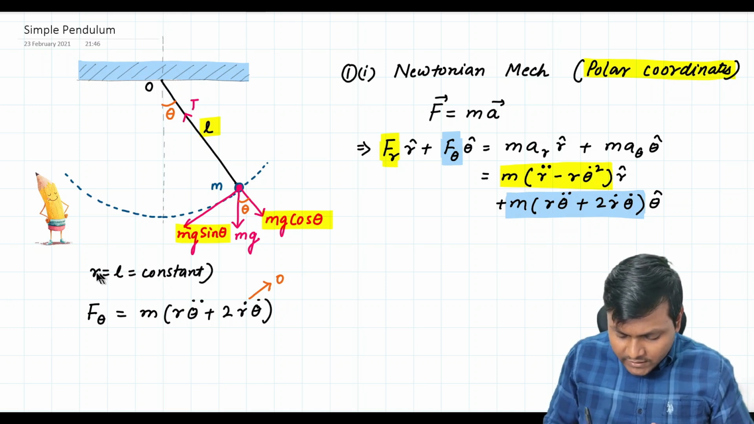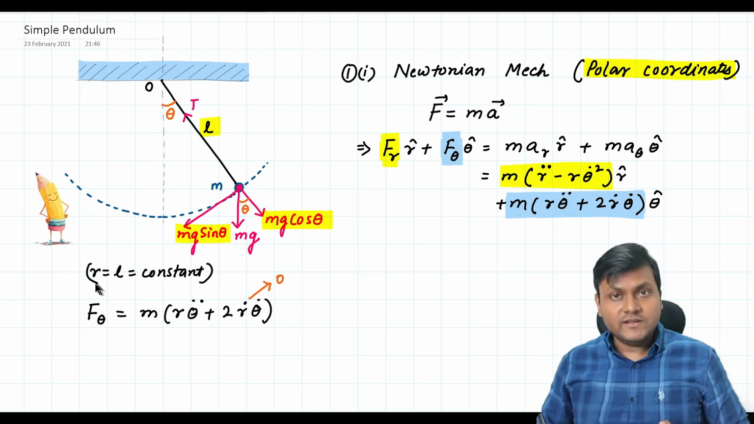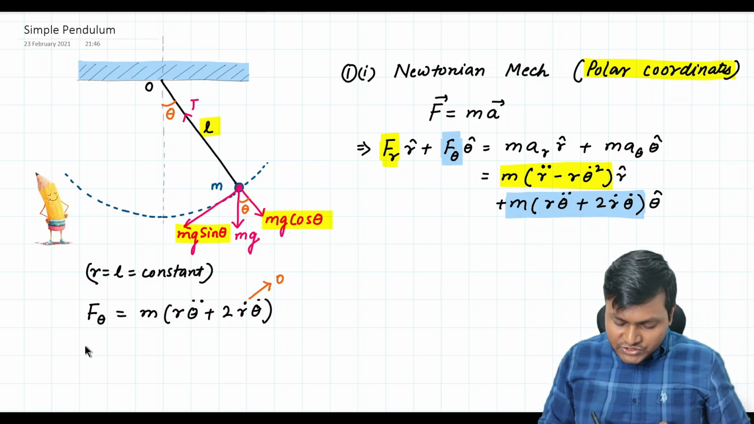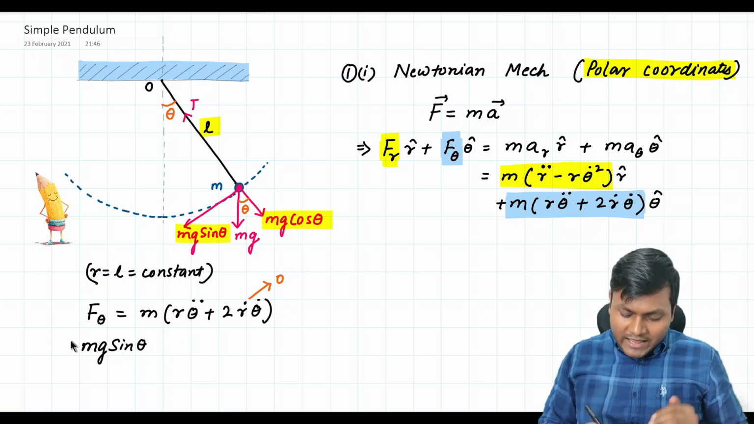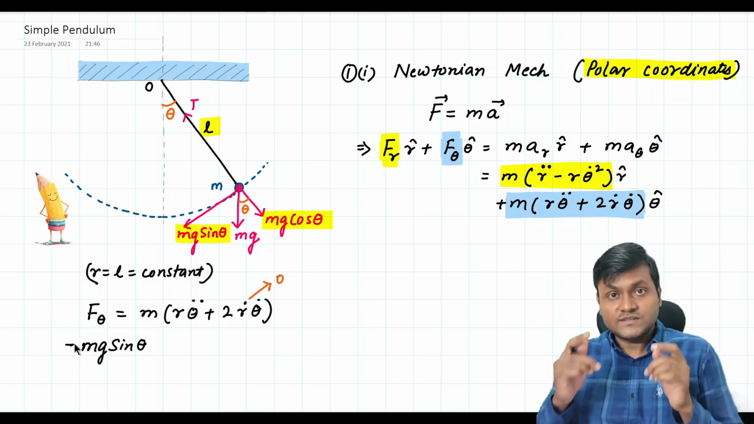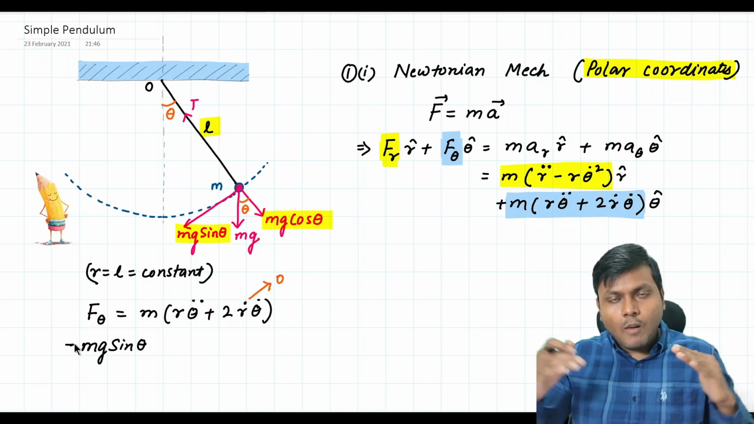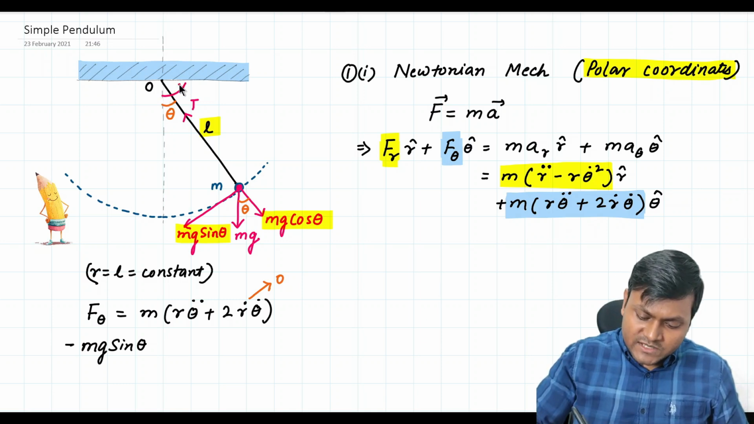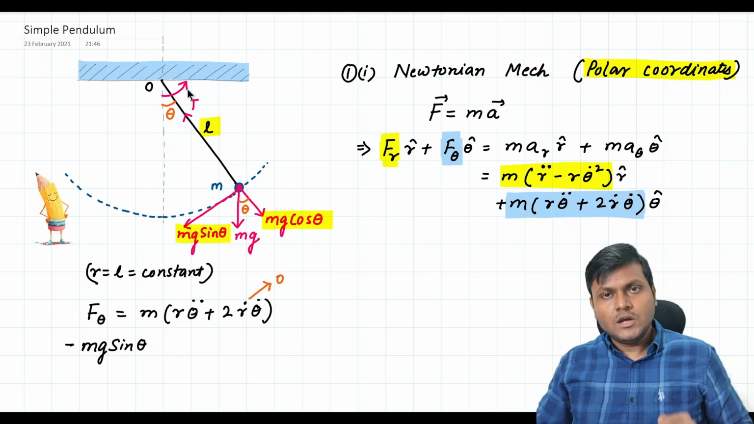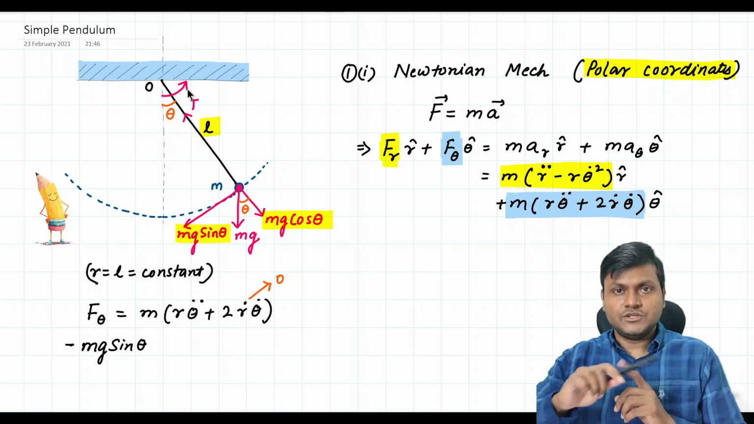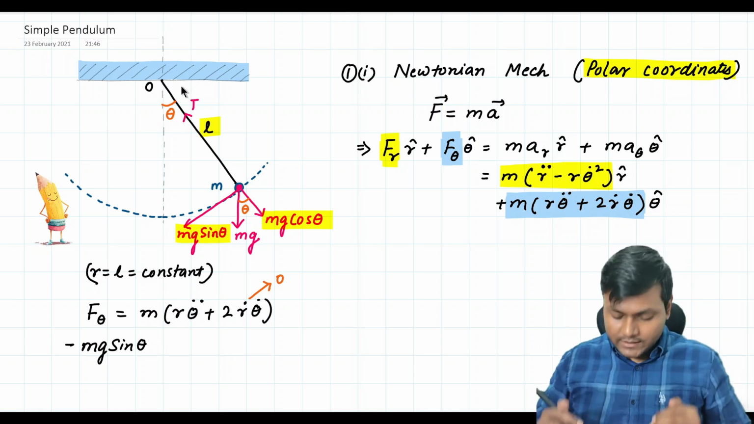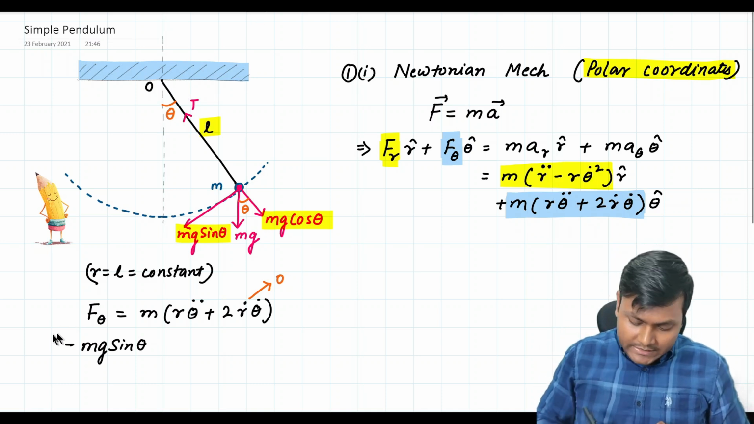This is the first thing. Second, what is F theta? F theta is the force along the transverse direction, which is nothing but mg sin theta. Now I have to write the minus sign here because the force is acting in a direction opposite to the increase in angular displacement. The direction in which the angular displacement is increasing is in this particular manner, but the force is acting in the opposite direction. So the force is acting in the direction of the decrease of the angular displacement. Therefore, I have written the negative sign here.